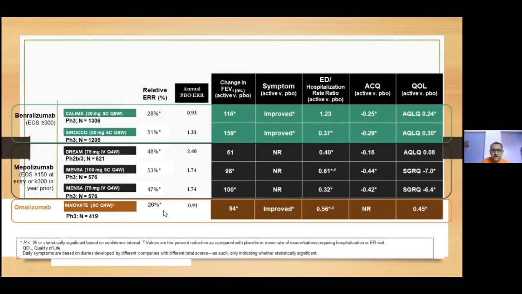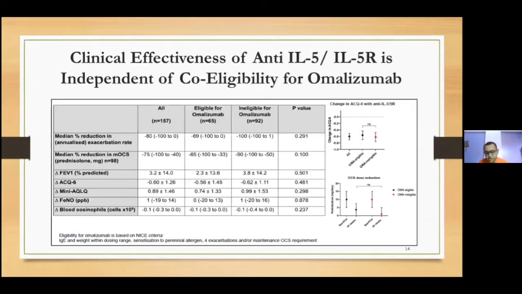So all these biologics have been proven through different types of clinical trials. And this is one important thing, that the comparison of clinical effectiveness of this anti-IL-5 or IL-5 receptor antagonist is independent of co-eligibility of omalizumab. So here we can see if the patient is eligible for omalizumab therapy, then the response with either benralizumab or mepolizumab, or if it is ineligible for omalizumab therapy, then the response.